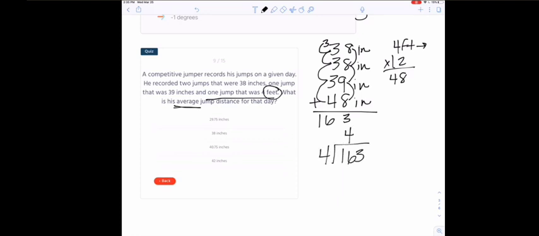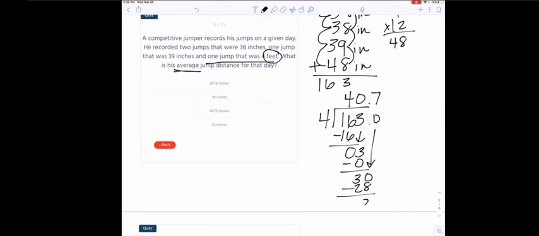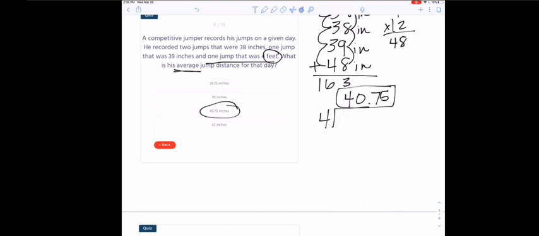4 goes into 16 4 times. 4 times 4 is 16. Bring down the 3. 4 goes into 3 0 times. I add a decimal. Bring down the 0. 4 goes into 30 7 times. 4 times 7 is 28. 30 minus 28 is 2. Add another 0 because we still have numbers left over. 4 goes into 20 5 times. 4 times 5 is 20. 20 minus 20 is 0. So my answer is 40.75. And there it is. Okay, I hope you got that. I'm going to move on.